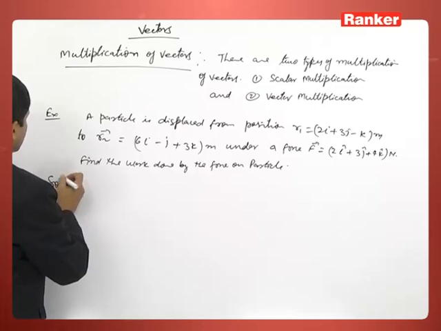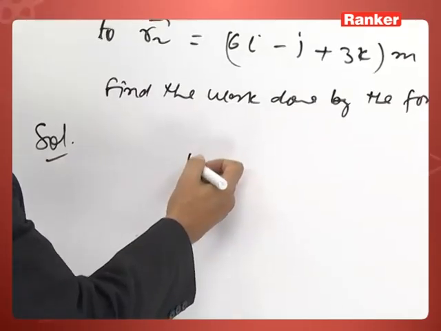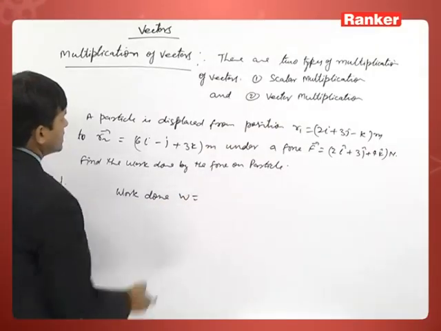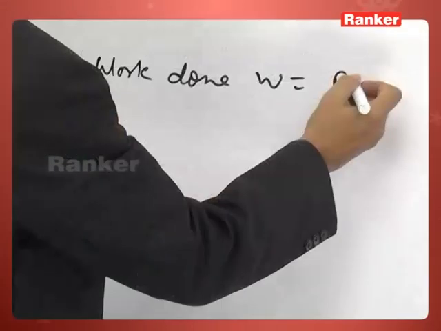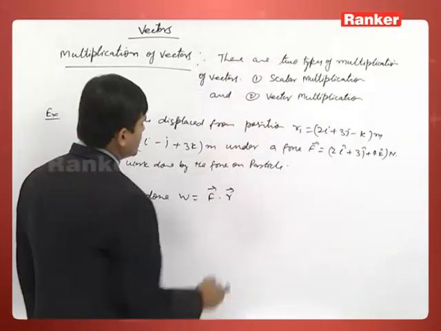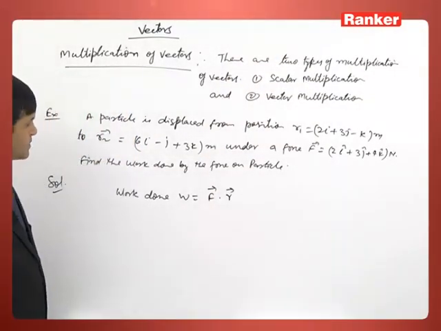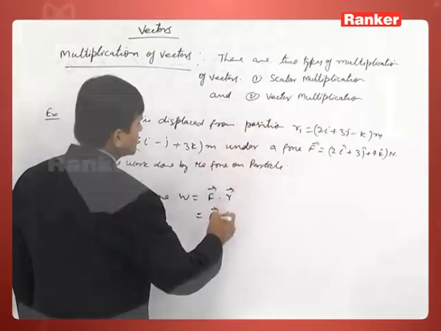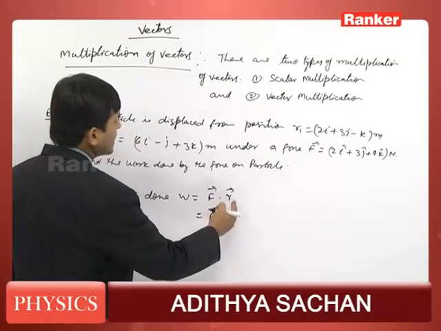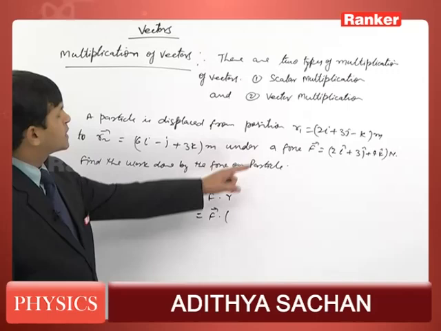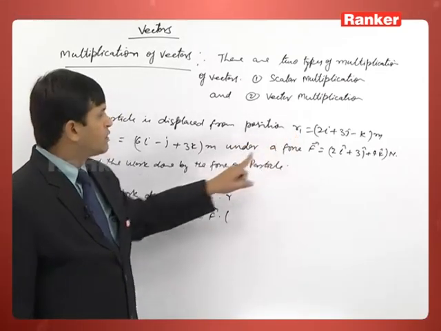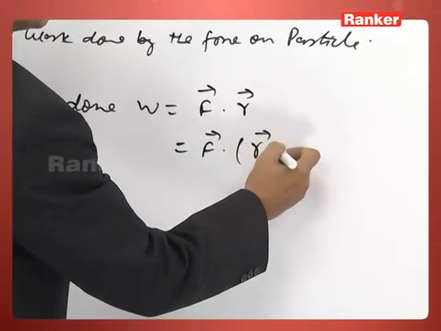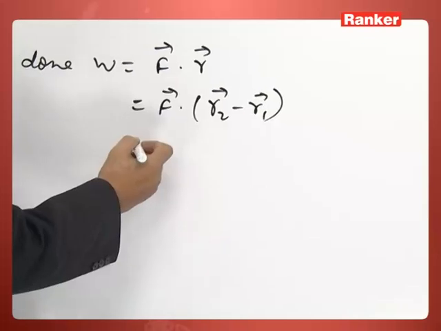Now see how to solve this one. Work done W is F dot R, force into displacement. F is the force acting here, and R is the displacement. The initial position of the particle was R1 and the final position is R2, so R is written as R2 minus R1.